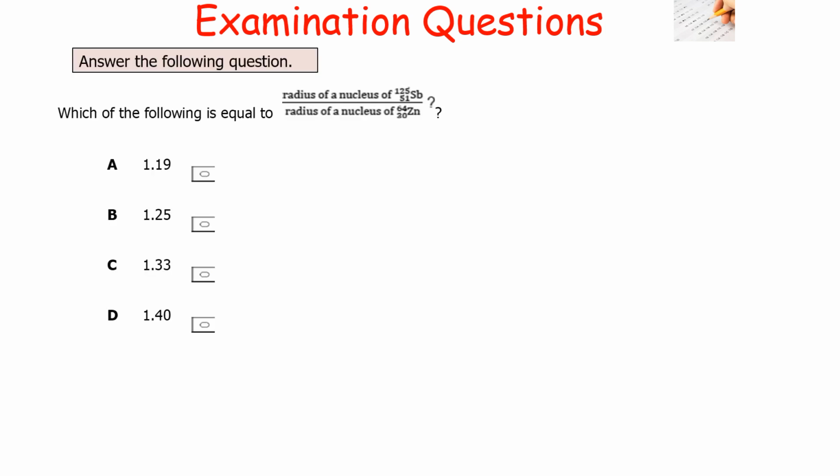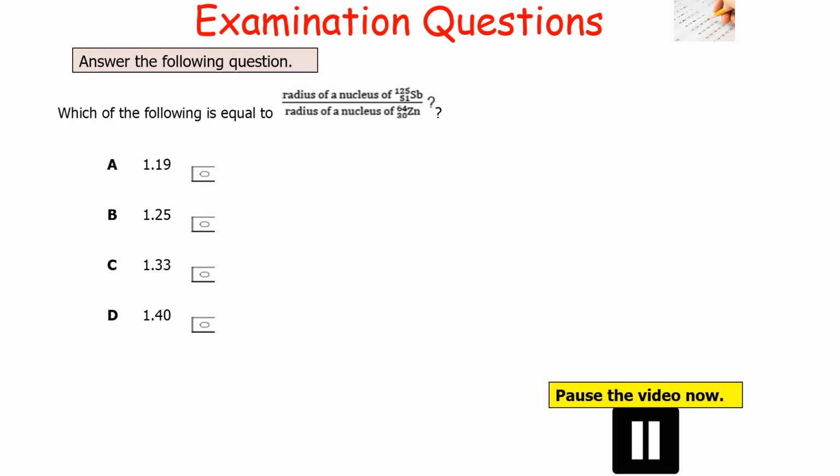The next question says, which of the following is equal to the radius of the nucleus of Sb divided by the radius of the nucleus Zn? So pause the video now, then unpause the video when you want to go through your answer.